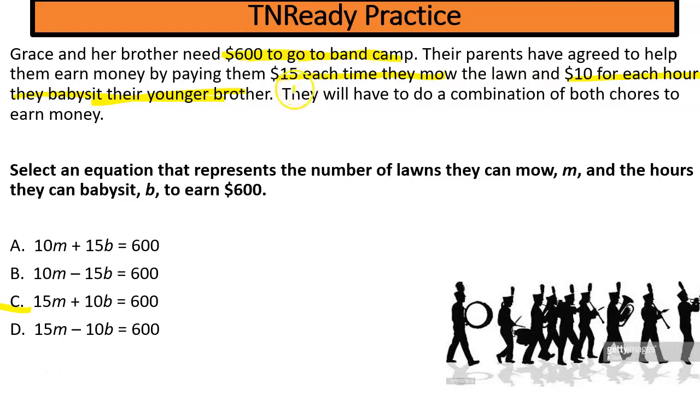Okay, so if I look back up here, $15 every time they mow. So I need a 15M, 15 for mowing. That takes A out and B out, right? And then I need $10 for babysitting. And then remember, it's a combination of both. So they have to mow plus they have to babysit. So that tells me that my only logical option is C. $15 for every time they mow plus $10 for every time they babysit will eventually get them $600.